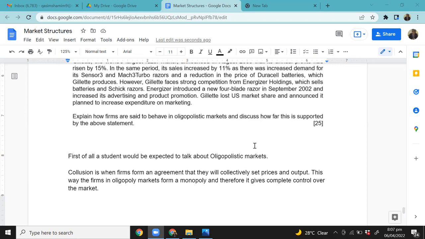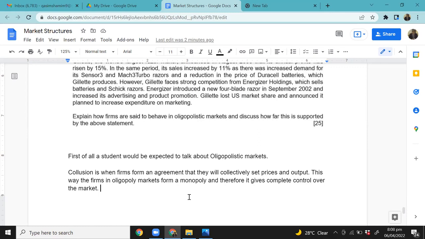So a cartel is when these companies collectively decide to set their prices, so that they don't have to compete with each other again, right? And that gives them monopoly power. And what is monopoly power? Monopoly power is when there's a single firm in the market that gets to control everything, right? So that's one very common characteristic of oligopoly, right?